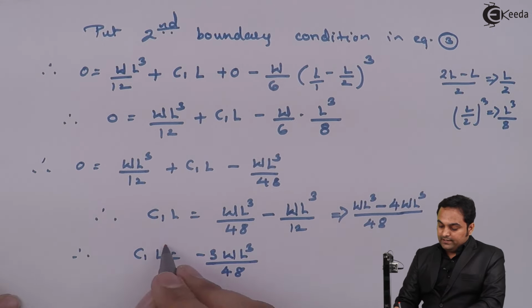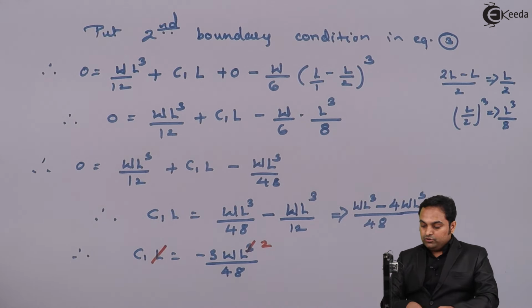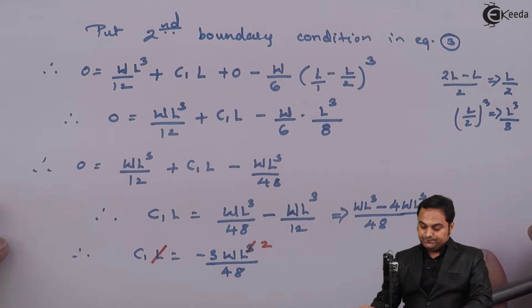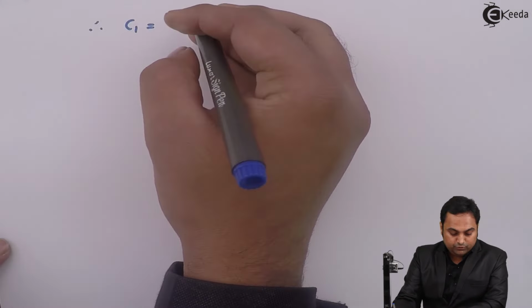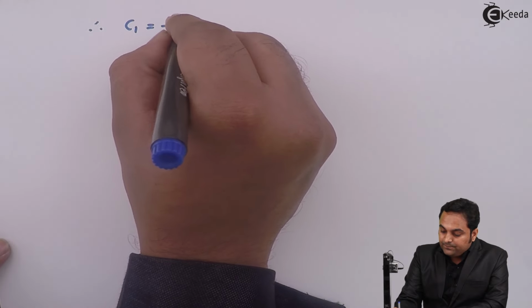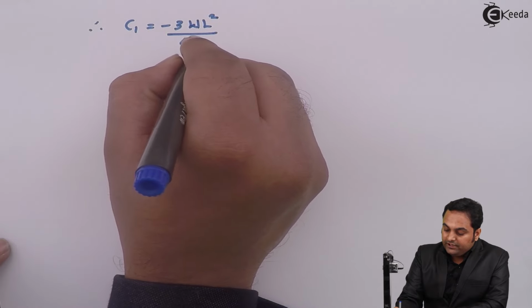So L and L gets cancelled from both the sides. Here we have L square. So the value of C1 is, therefore C1 comes out to be minus 3 WL square by 48.